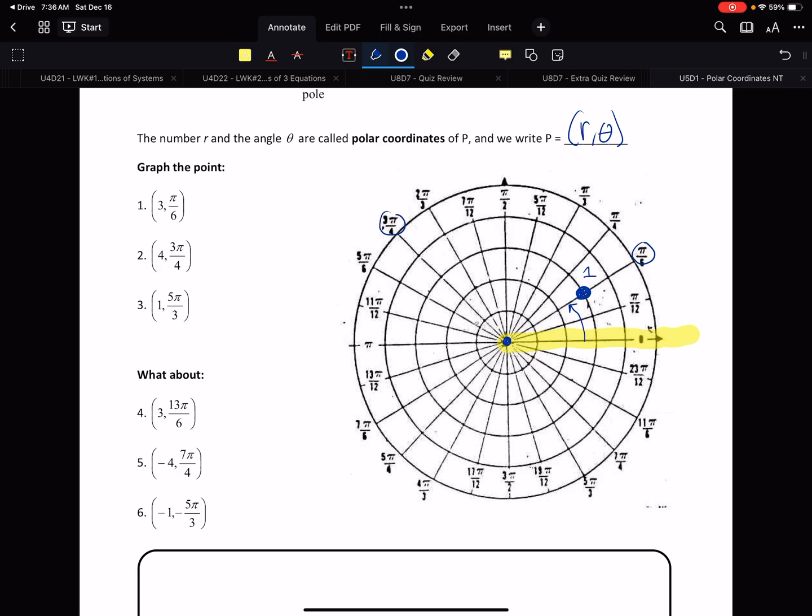Now 4, comma 3 pi over 4. 3 pi over 4 is there, so we're rotating all the way around to that line. Then we're going 1, 2, 3, 4 from the pole. There's our point 2. Next, 1, 5 pi over 3. We're rotating all the way around to over here, and we go 1 unit, 1 radius away from the center, the pole.